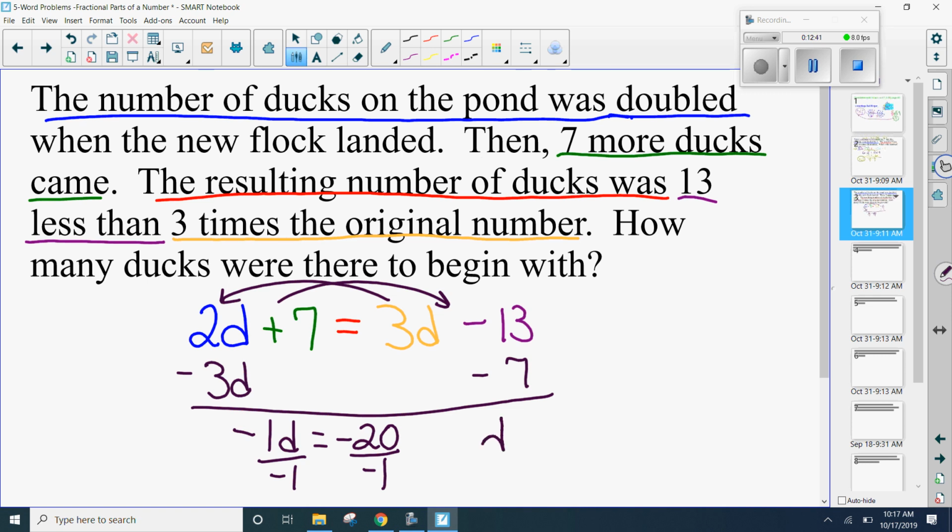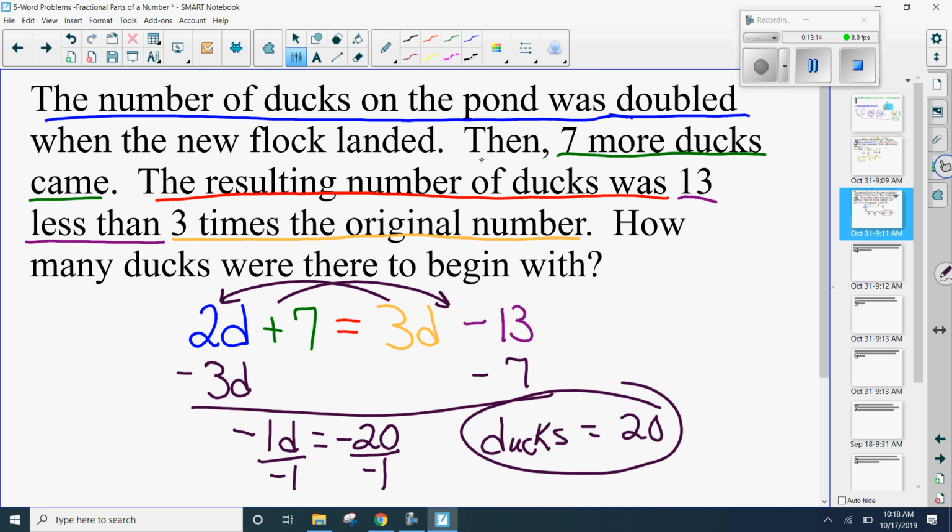So how many ducks were there to begin with? 20. We had 20 ducks to begin with. And then we had a new flock land. And what that did was double it. So we were at 40, and then 7 more came in, then you're at 47, and that's 13 less than 20 times the original amount, which was 60. 20 times 3 is 60 minus 13 gives you that same value.